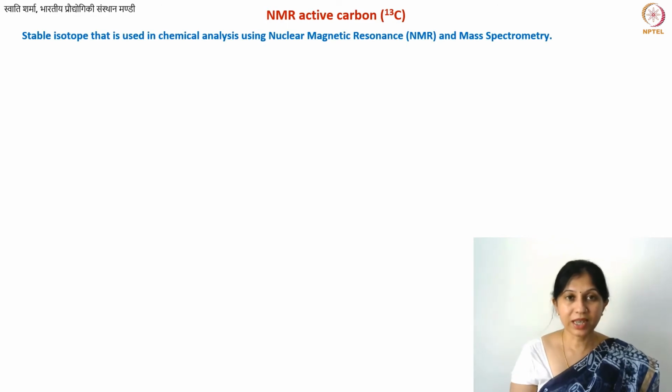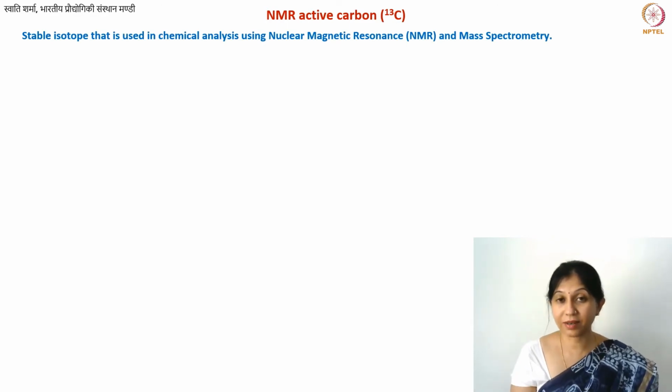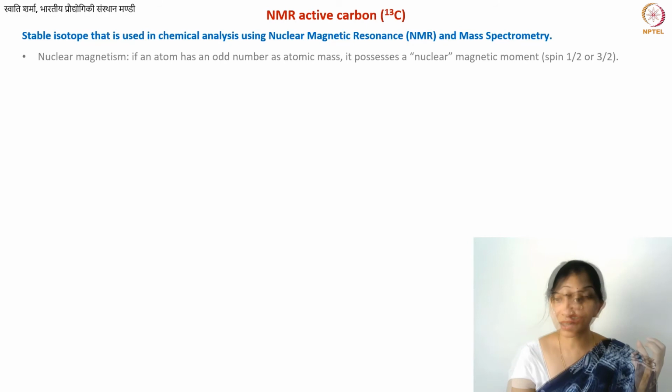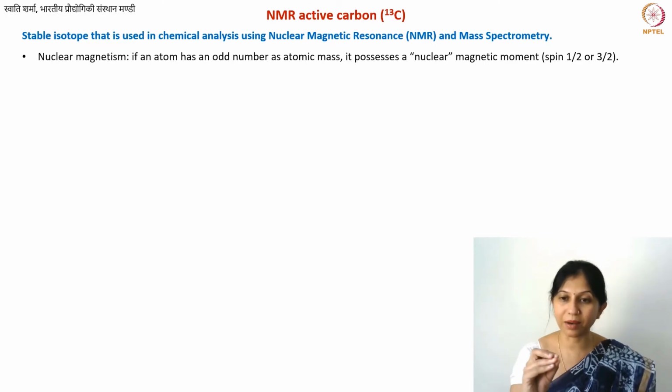Okay, so carbon-13 is the one that has an odd atomic mass, right? It is 13. And when the atomic mass is odd, you will have a spin of half or 3 by 2, minus half, minus 3 by 2, 5 by 2. So you will basically have one unpaired electron. You will find the spin quantum number of that nucleus.